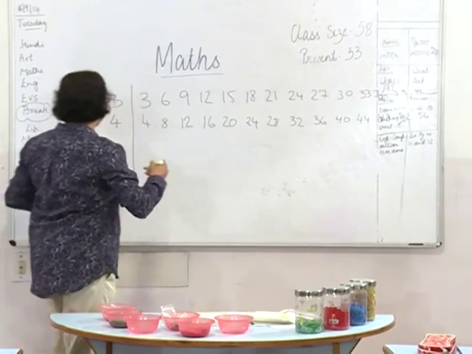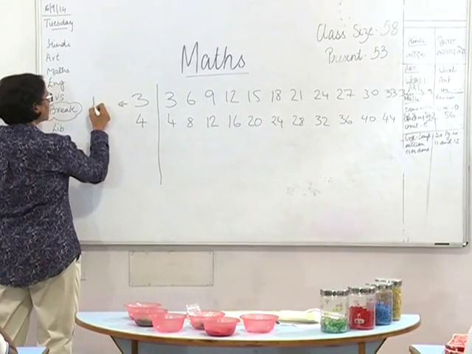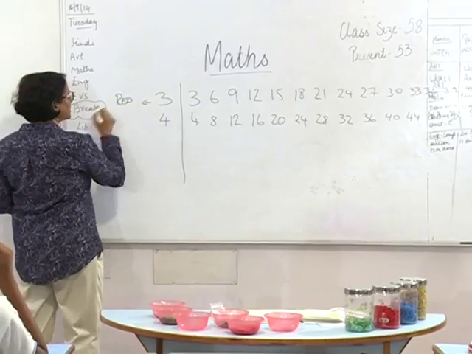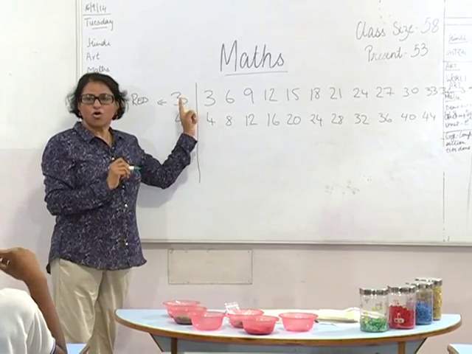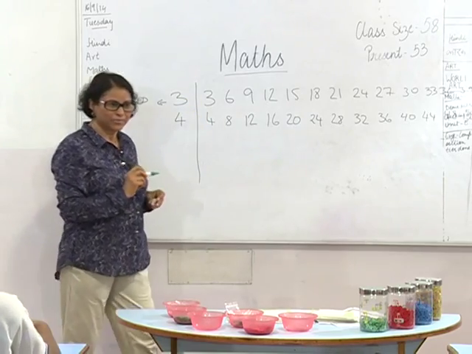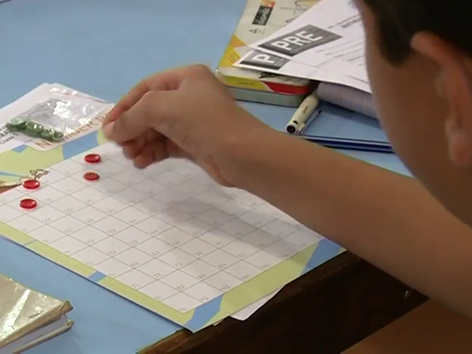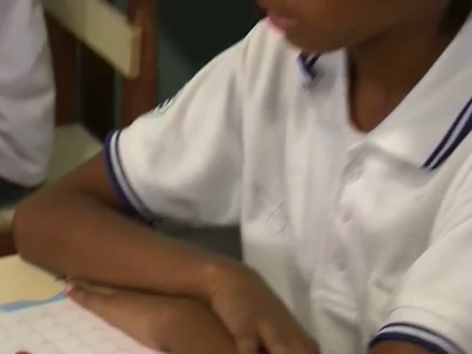Okay, so now we know what is a multiple, right? We have understood multiple. Can you now choose a color code? Let's say 3 we are going to make red as the color code. Can you put buttons on all multiples of 3 on your board? Red buttons on the multiples of 3. When you're done, please check each other's work.